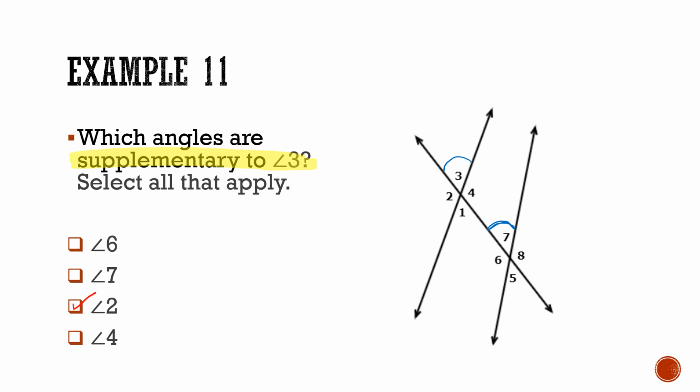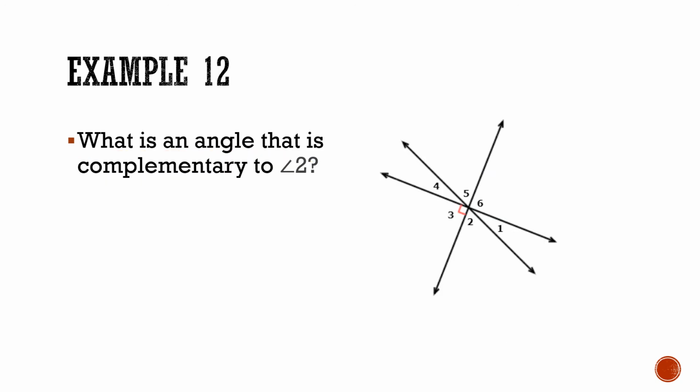So we would still be short of 180. Okay, so then let's check angle 4. So 3 and 4 would go together here. Let's get rid of some of those marks. So angle 3 and 4 create this straight line, which would be 180 degrees. So angle 2 and angle 4 are the correct answers on number 11. Okay, this is our last one, so go ahead and pause your video.